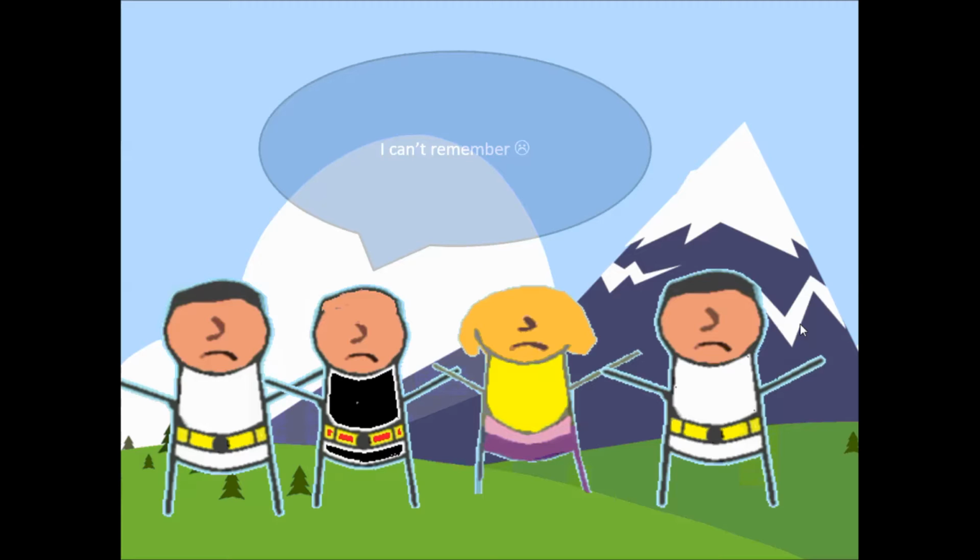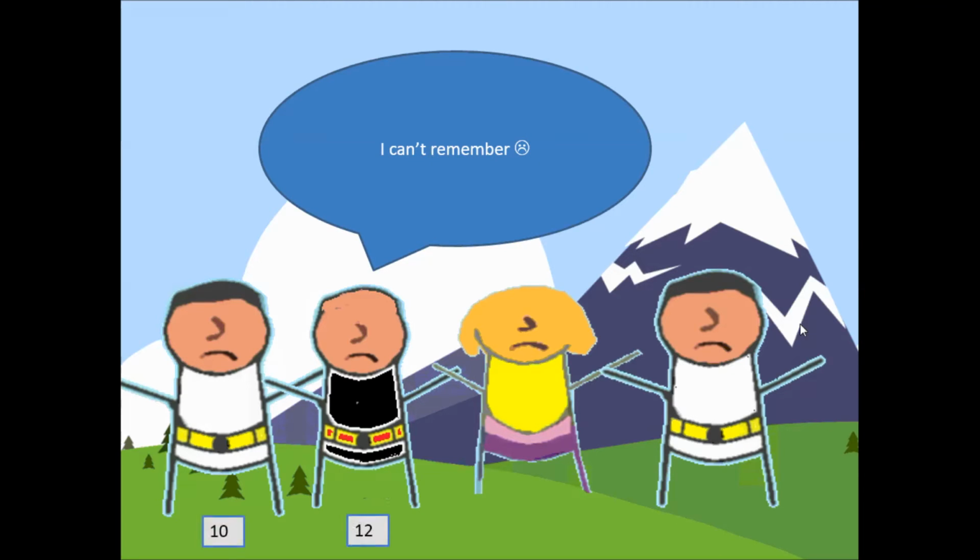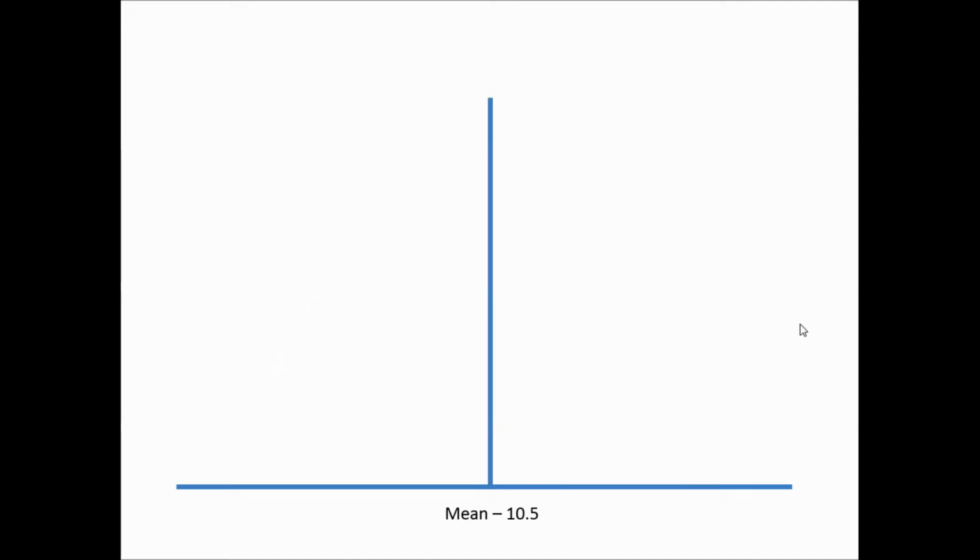We have 4 people here, and they're all asked to do a memory recall test out of 30. Now, he's not very good. Number 1 got 10 out of 30. Number 2 got 12 out of 30. Number 3 got 10 out of 30. And number 4 got 10 out of 30 as well. Now, their results are pretty similar. The mean of those is 10.5. So this line right in the middle is the mean.